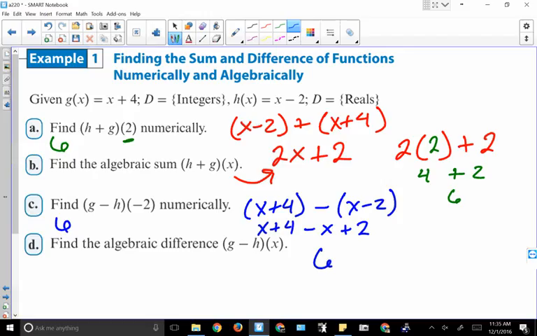Is that always going to be the case? Yeah. Whatever number I put in, it's always going to be 6. Put it in up here. If I put negative 2 up here, what is negative 2 plus 4? 2. If I put in negative 2 over here, what is negative 2 minus 2?